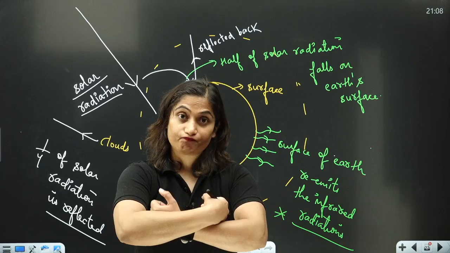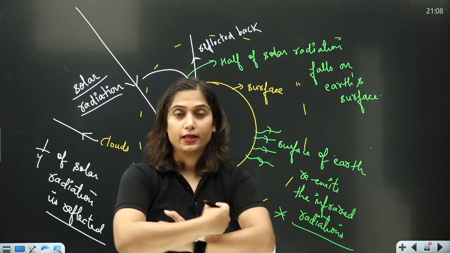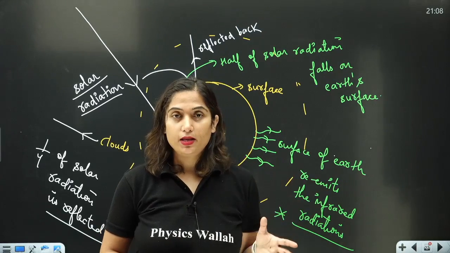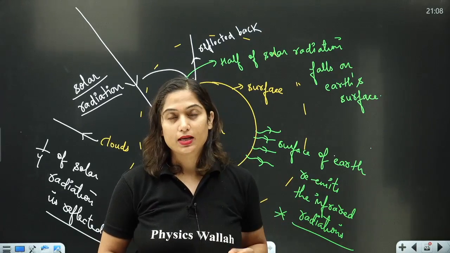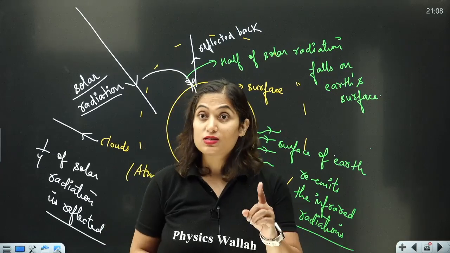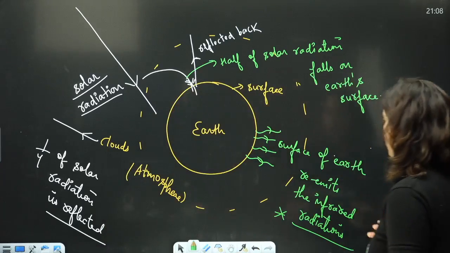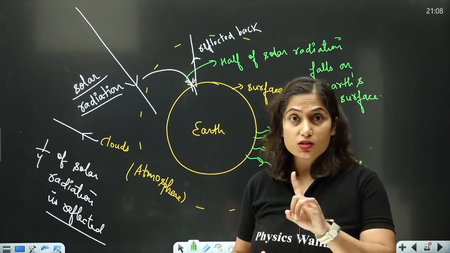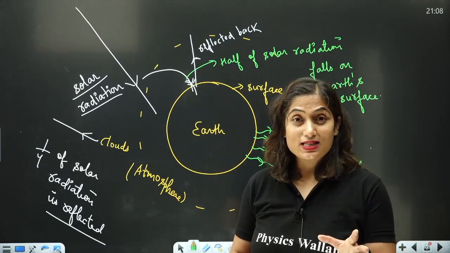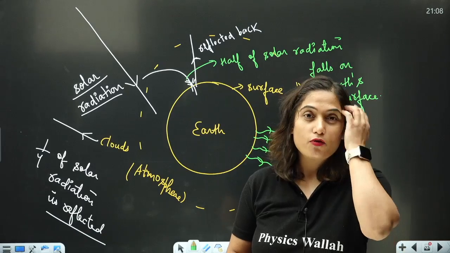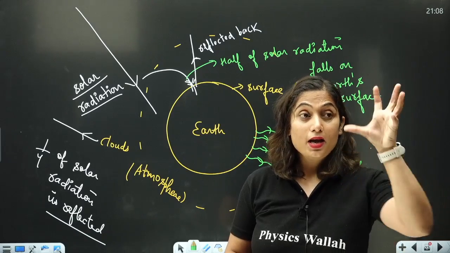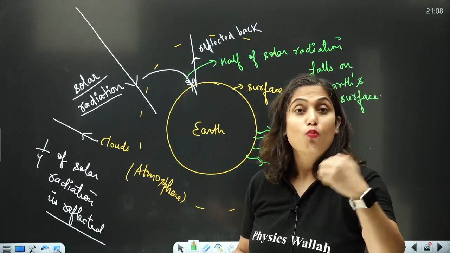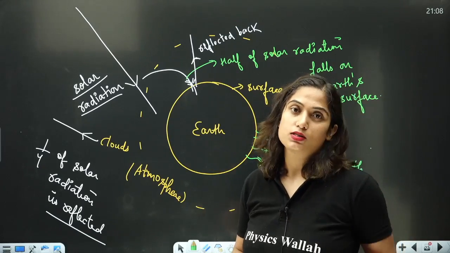retained in the Earth's atmosphere, which is not required, which is more than the requirement, and that is causing the global warming. So this is global warming. So the greenhouse effect is not bad, but the gases which are present in the atmosphere of Earth now are retaining the amount of this infrared radiation more than the requirement, and that is causing the global warming.